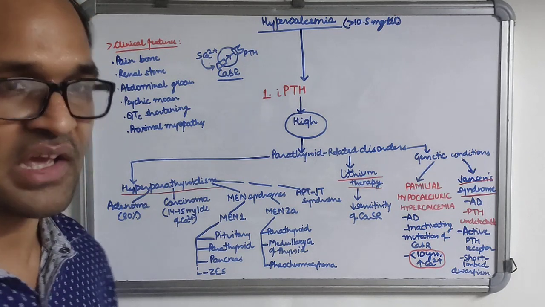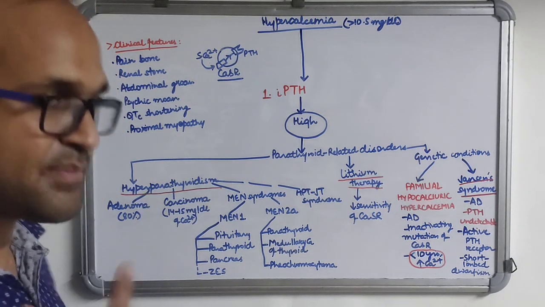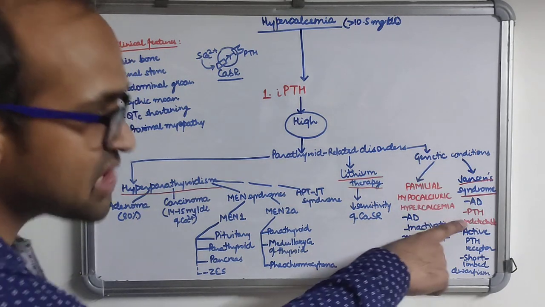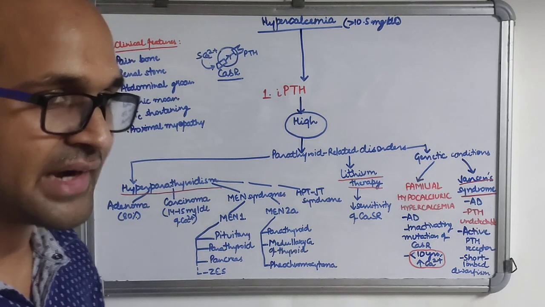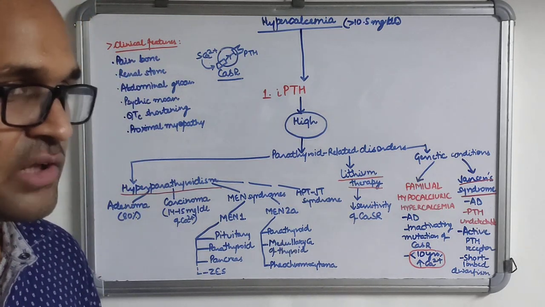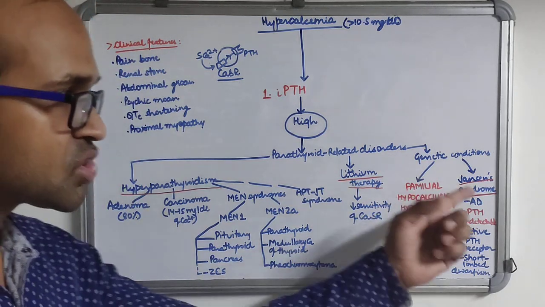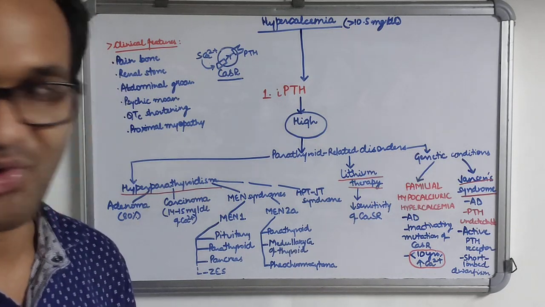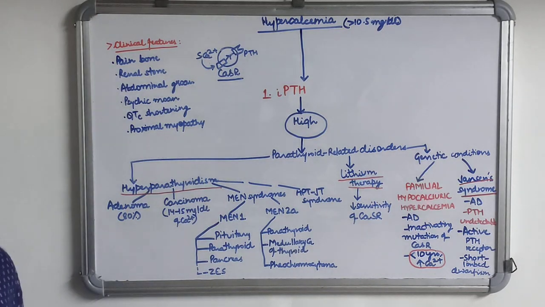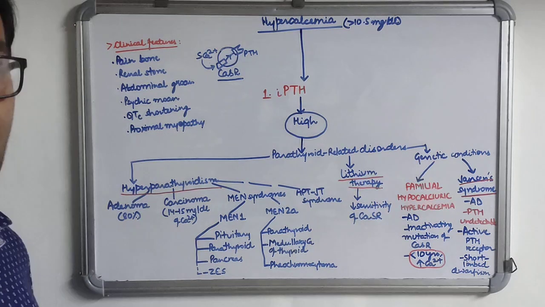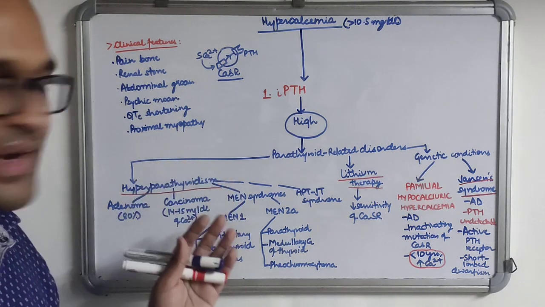Another condition, again family history is present and hypercalcemia is present, but PTH levels are very low or undetectable, and there is dwarfism, particularly short-limbed dwarfism, so you should think of Jansen's syndrome. So this is all I have to say about hypercalcemia with high PTH.